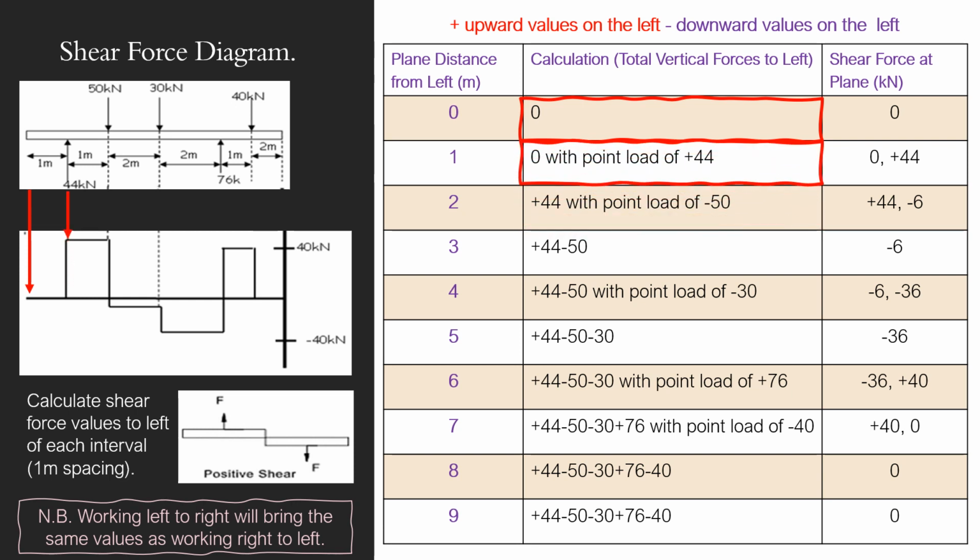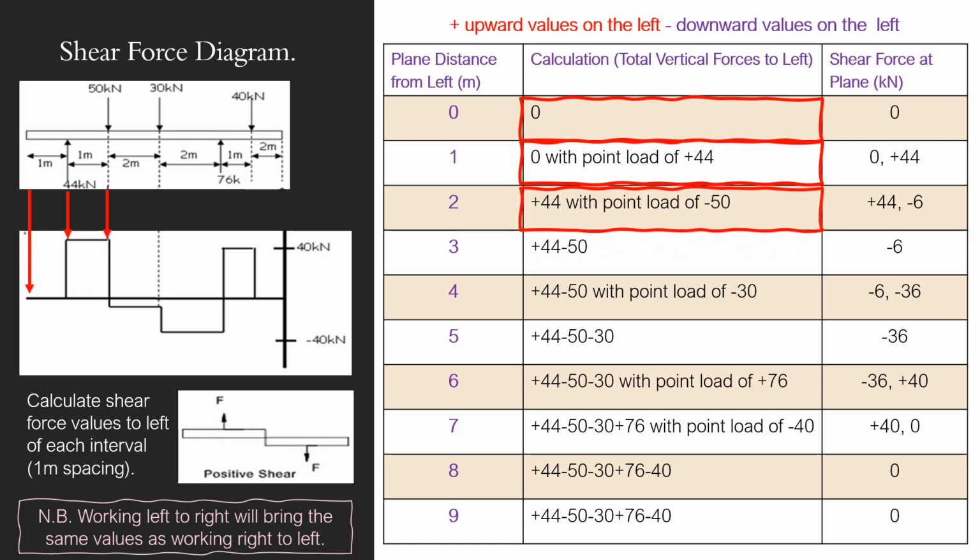Then I move on and say, actually, 1 meter in, I've got this 44 kilonewton going upwards. So that's a positive, that's a plus. But just before that was the 0, the nothing. If I've got a point load that's right on a meter, I've got to make sure I clearly show that. So I have 2 values. Wherever there's a point load, you have 2 values of shear. You have the 0, which indicates just before it, and then the 44, which is just after it. It's a positive shear that way. Then I move on.